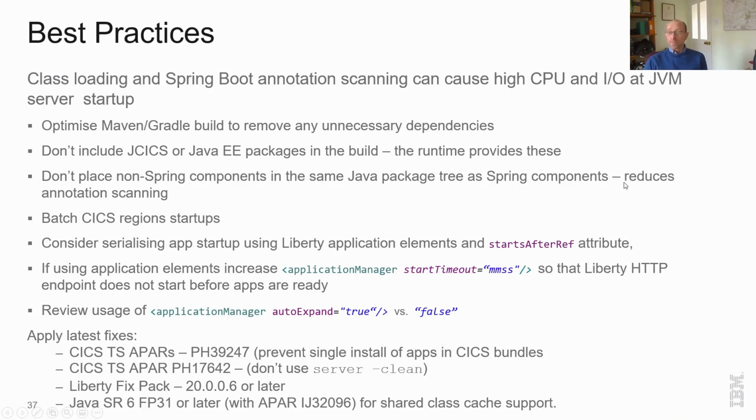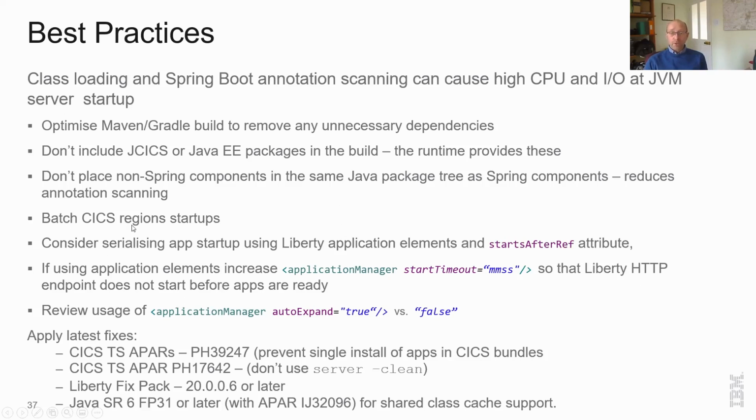This is because it means those components won't be scanned for annotations. And so that will remove a lot of that annotation scanning burden if you've got a large number of non-Spring components in your package. So you can find out more about this online, but it's a key issue because if you put your Java components in the wrong Java package tree, it could be very difficult or time consuming to remove them from that as you move forwards.